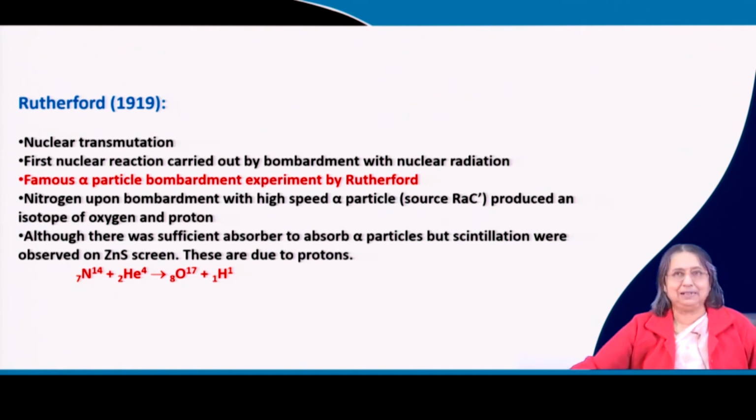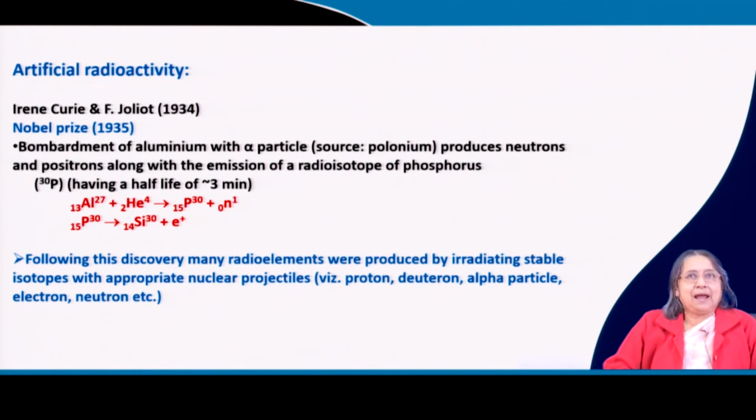A very important experiment to understand these things. Another important experiment is by Irene Curie and F. Joliot. Who are they? Irene Curie is the daughter of Madame Curie. Irene Curie and her husband F. Joliot were also doing experiments on the neutron. They also got the Nobel Prize, not for the neutron, but in 1935, for artificial radioactivity.